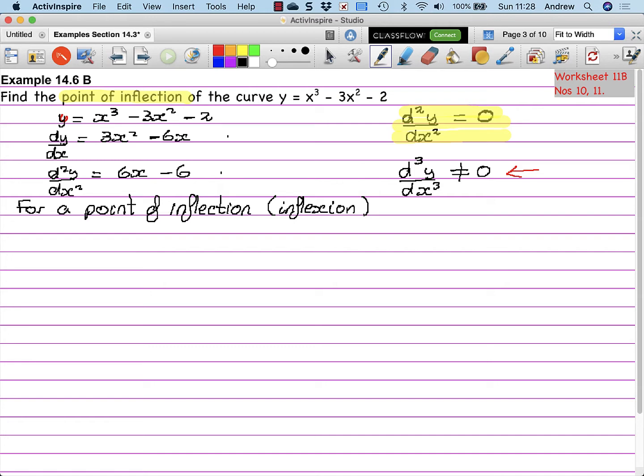Now, for a point of inflection, we know that d2y by dx squared is equal to 0. Consequently, we know therefore that 6x minus 6 is equal to 0. This is a linear equation, so bring the minus 6 over. Then we divide both sides by 6, cancelling out the 6's there, and we end up with x is equal to 1.